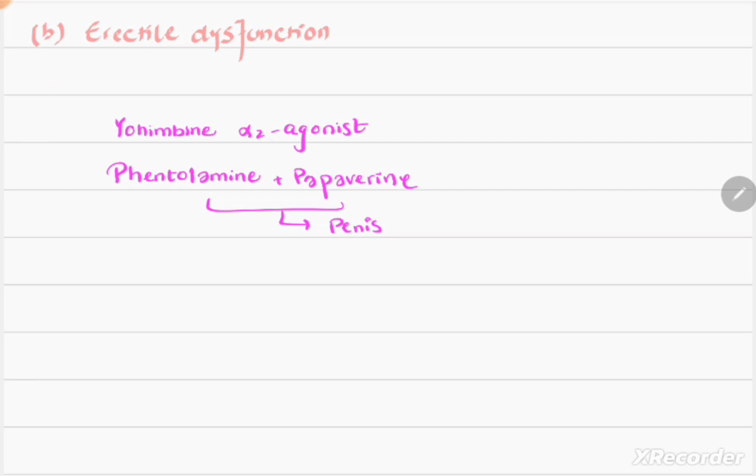Long-term administration of these drugs may result in fibrotic changes, which is a very troublesome response. So now these drugs have been largely replaced by the phosphodiesterase inhibitors because of the adverse effect profile.